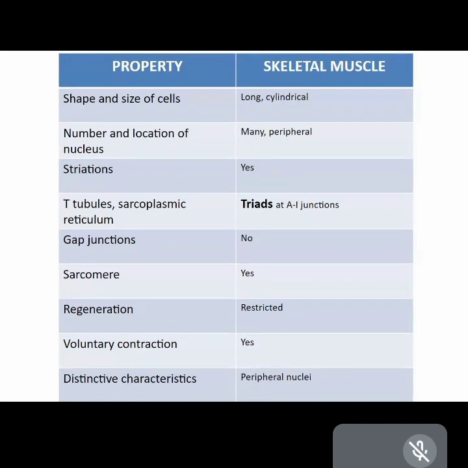Okay. So for skeletal muscles, the shape and size of the cell is long and cylindrical. The number and location of nuclei is many, usually seen in the peripheral area. It contains striations. The T tubules and sarcoplasmic reticulum form triads at the A-I junctions, and there are no gap junctions. There is a sarcomere, the regeneration is restricted, and it involves voluntary contraction. So it's the only one that is capable of voluntary contraction, and the distinctive characteristic is peripheral nuclei.